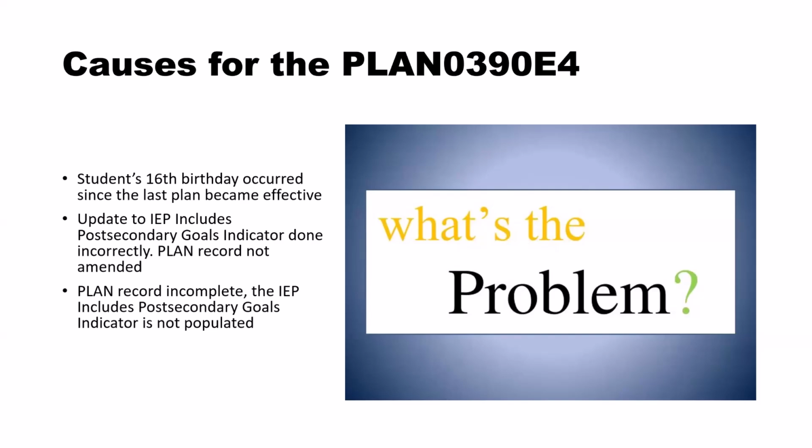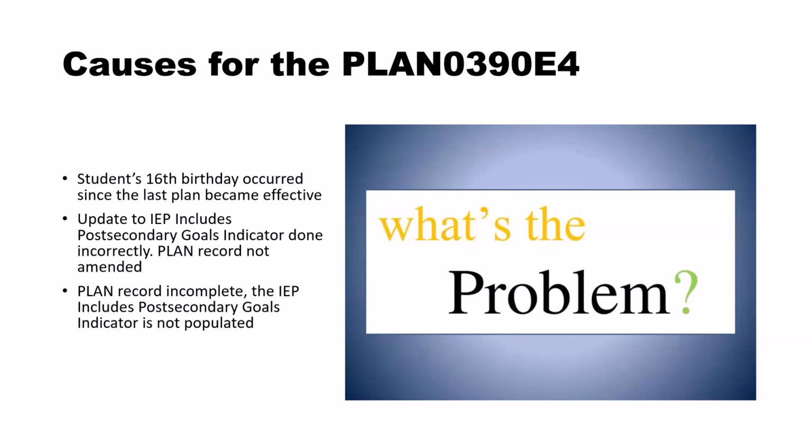And then the last common scenario is the plan record is incomplete. The IEP includes post-secondary goals, but the indicator is not populated, right? You submit the record and just forget to populate it. It's just missed. So in that scenario, you can update that record simply by indicating the post-secondary goals, right? No amendments needed if it's just a data error. You can just correct the record.